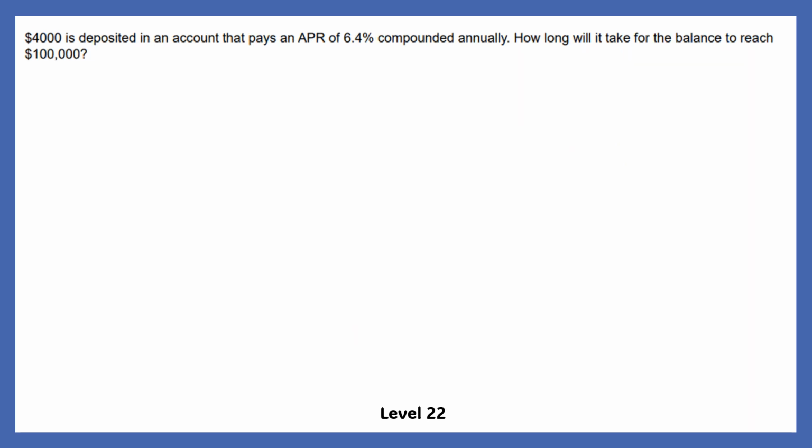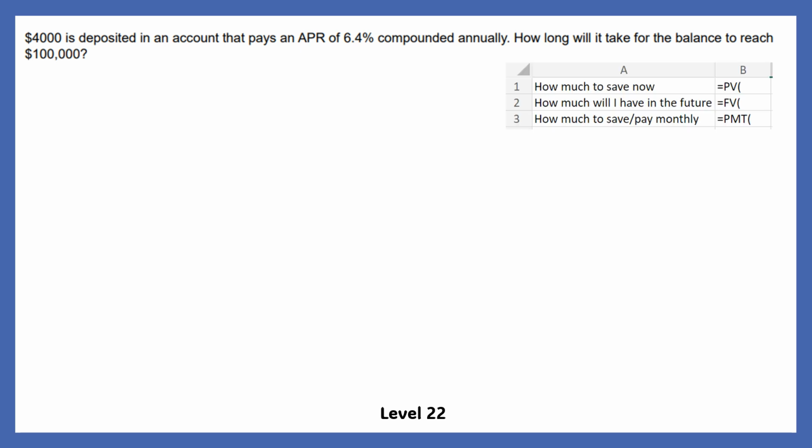4,000 is deposited into an account right now, and if we wait a long time, eventually we'll have $100,000. So the question is, how long do we have to wait? How long would we have to wait if we get 6.4% interest compounded annually for $4,000 to turn into $100,000? So how big of an increase is that?